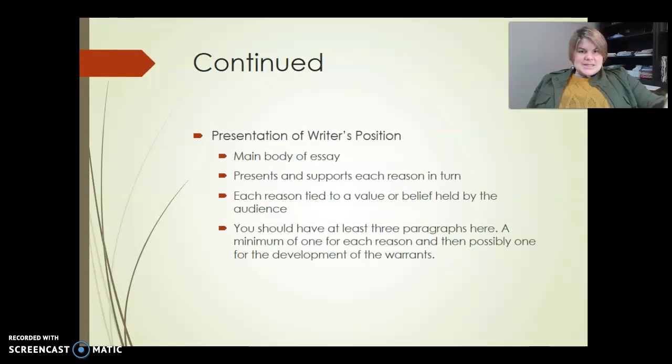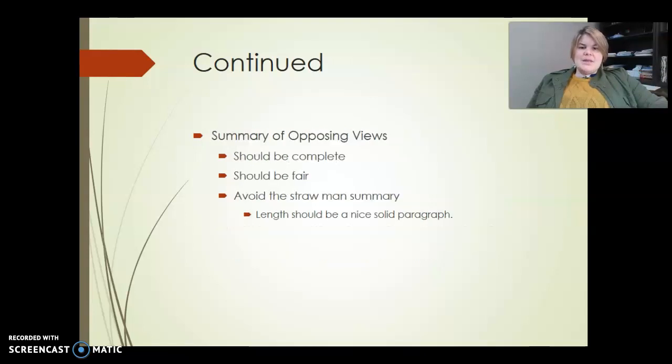The writer's position, that's the body of the essay. It's going to be multiple paragraphs. It's where you support your side. But in argument, remember, it's not debate, it's more compromise. So we're going to acknowledge that there is an opposing side. We're going to acknowledge that things aren't perfect. There are issues that need to be dealt with.